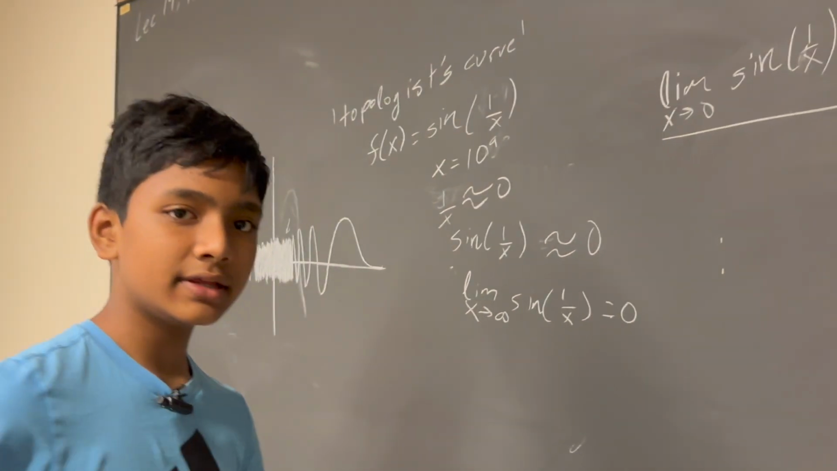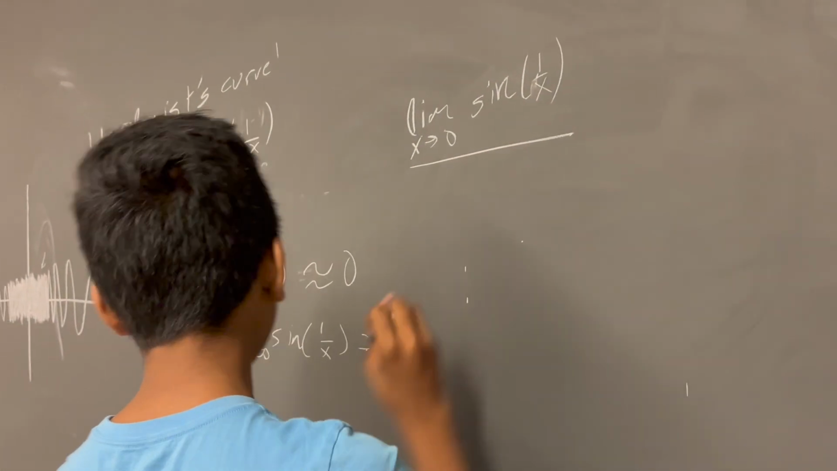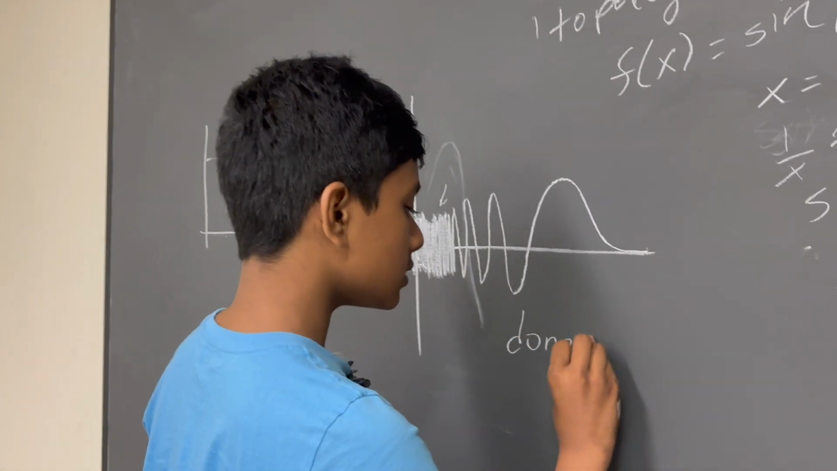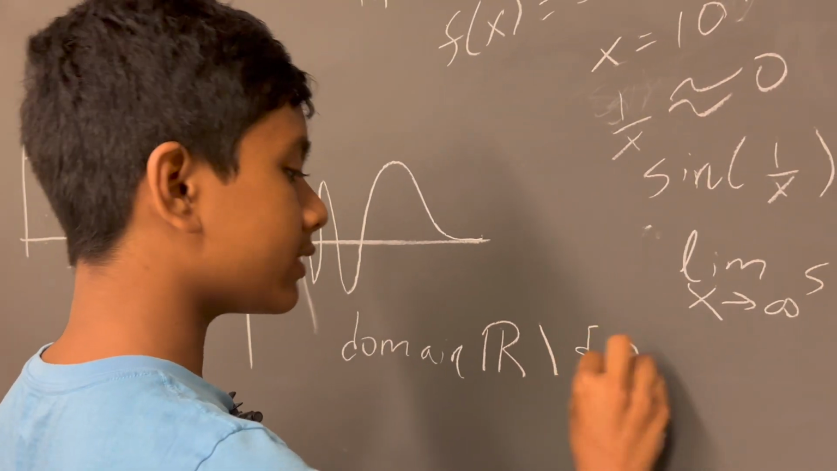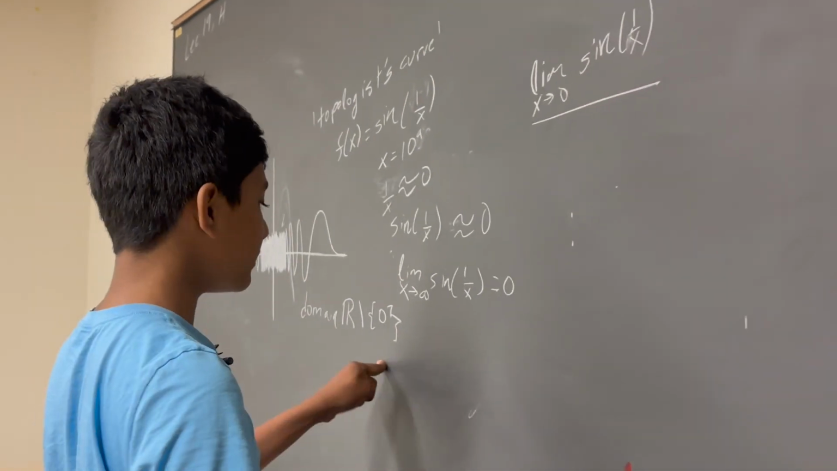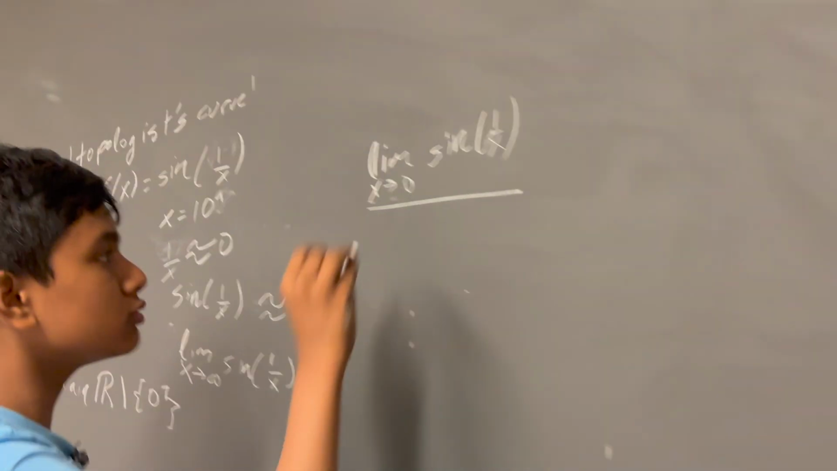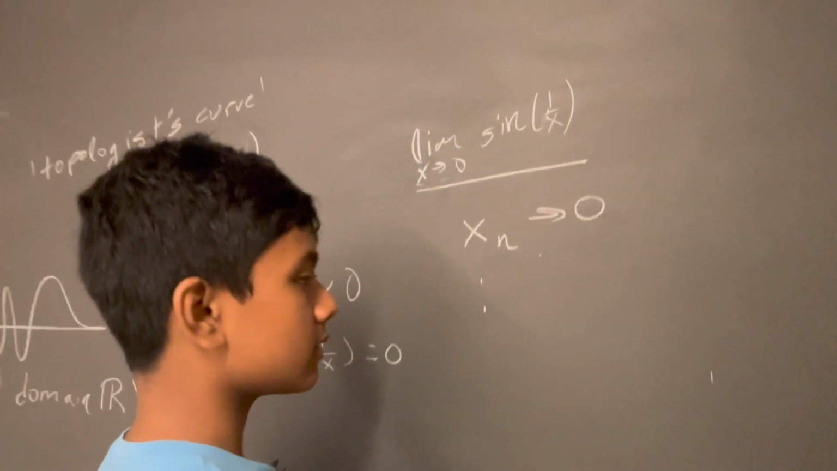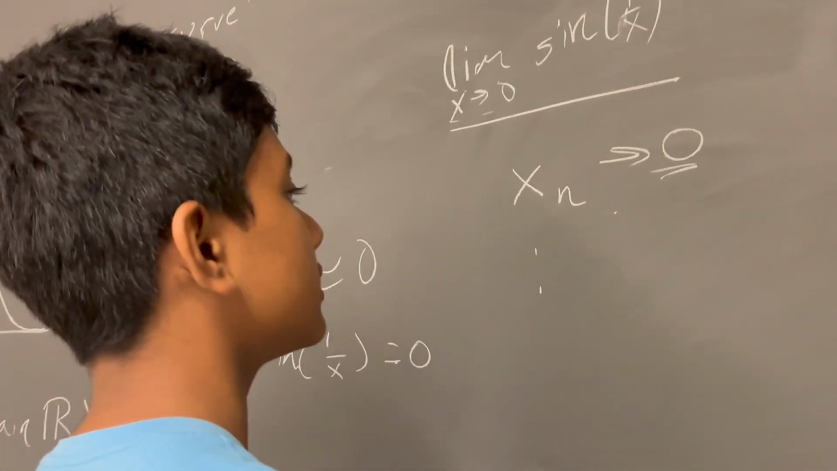Now, why are we allowed to even talk about this? Well, let's think about it. The domain of this whole thing is just the real numbers, but without 0. Why without 0? Because you can't divide by 0. But 0 is still a limit point of this set, which means we can still talk about the limit as x approaches that point, because there exists some subsequence, in fact, infinitely many subsequences, that converge to that exact point.